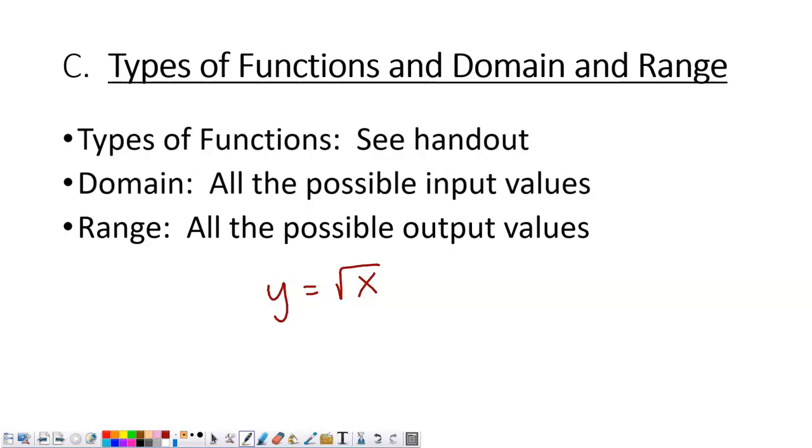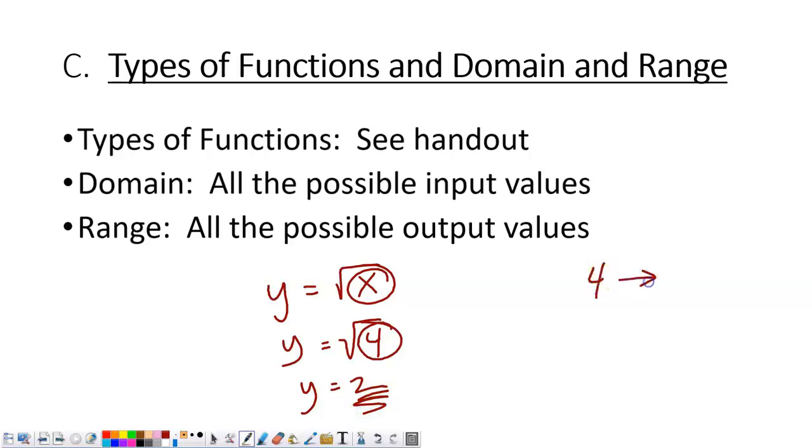If you were to plug in a number for x, like let's say 4, you're going to get an answer for y. What that means is that you're allowed to plug in 4, because when you do, you get an answer, because every input should have one output. But there are some numbers you're not allowed to plug in. For instance, what if you had plugged in a negative 4?